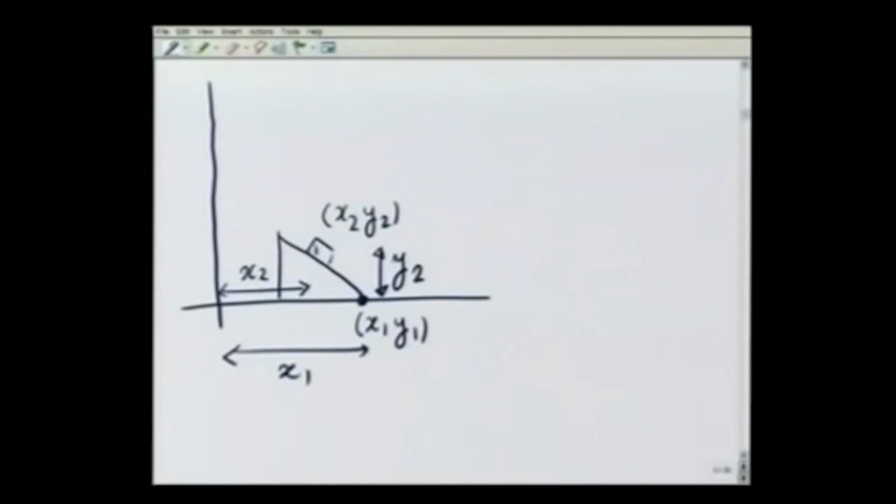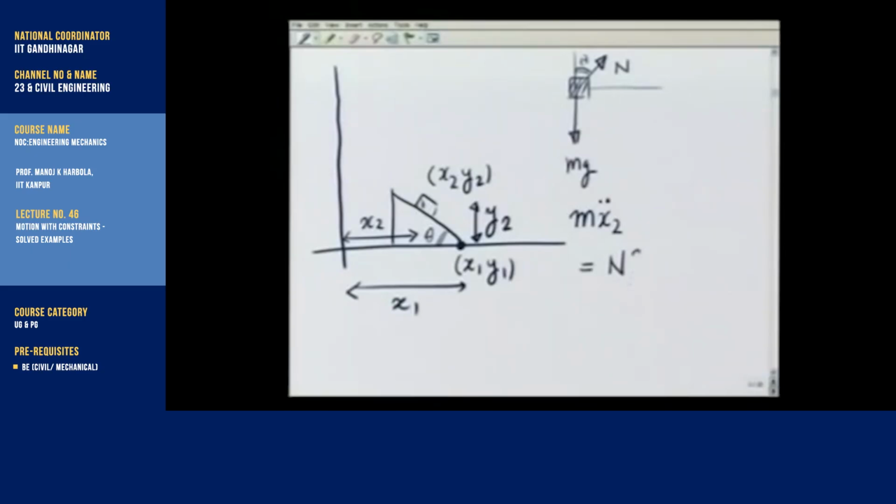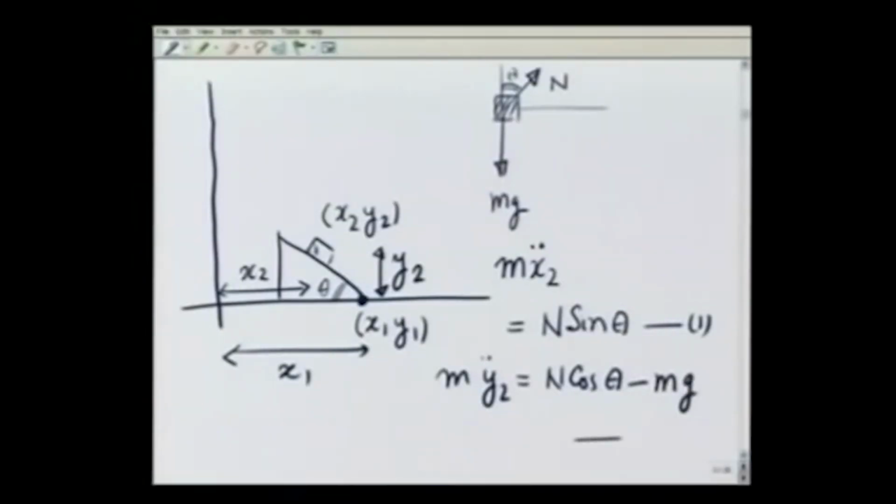Looking at the free body diagram, where mass small m has a normal reaction like this, the angle is theta, and a force mg pulling it down. If this angle is theta, this angle is going to be theta, and therefore I'm going to have the equation of motion as m x2 double dot is equal to N sine theta. That's it, this is my equation number 1. And similarly for the y coordinate, I'm going to have m y2 double dot is equal to N cosine of theta minus mg. That's my equation number 2.